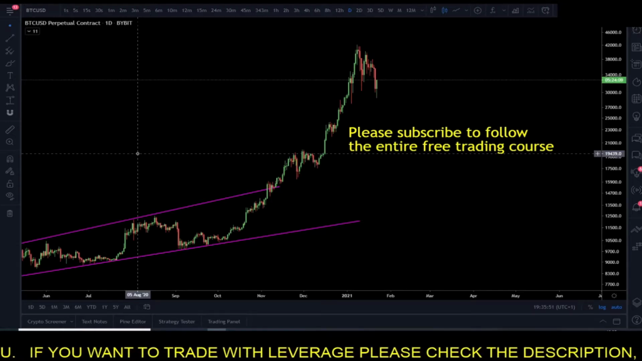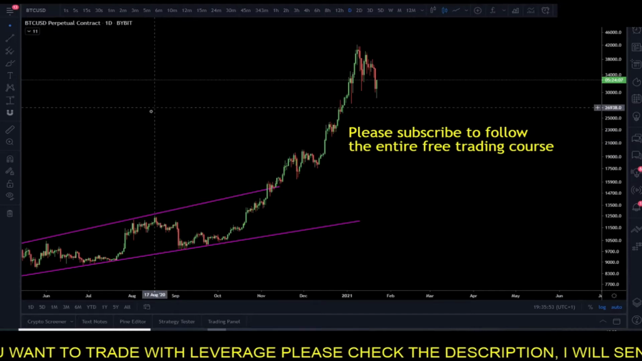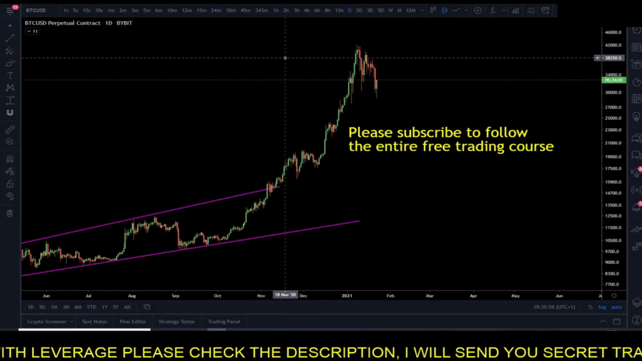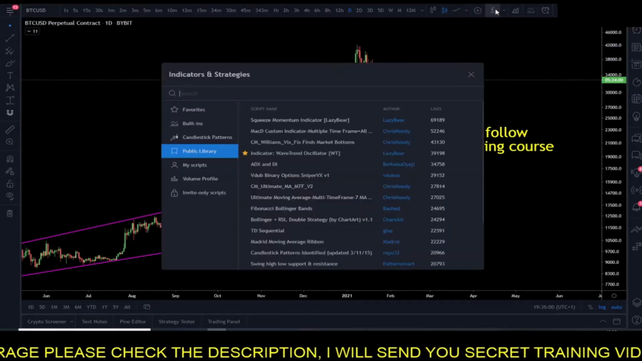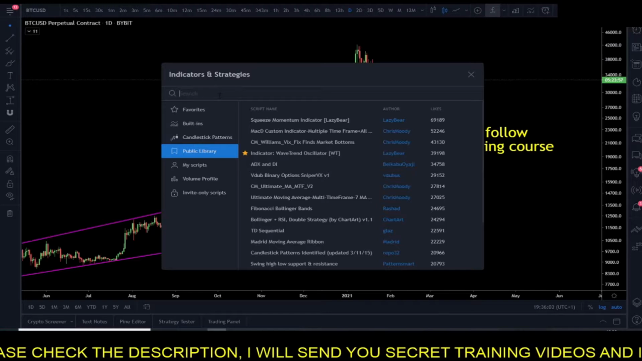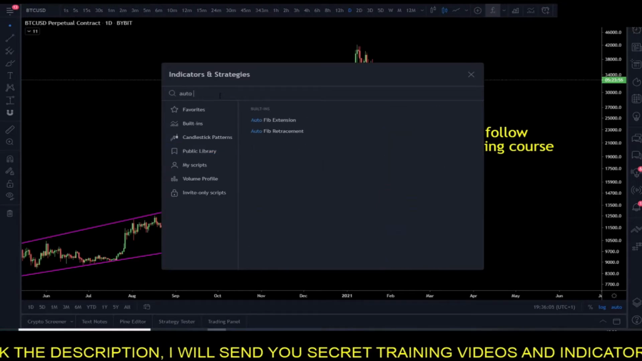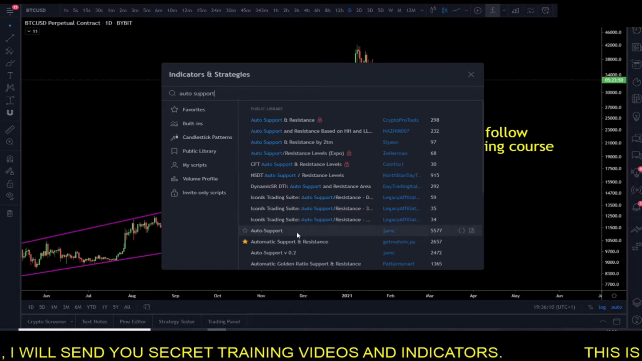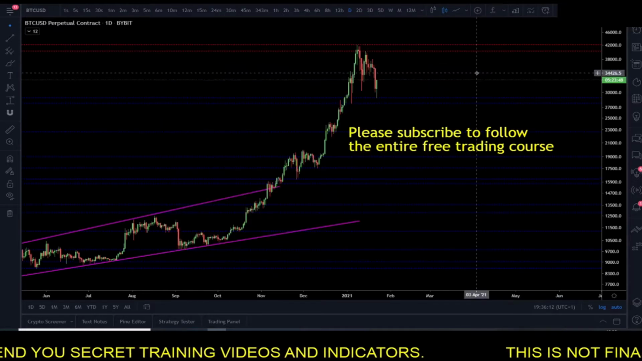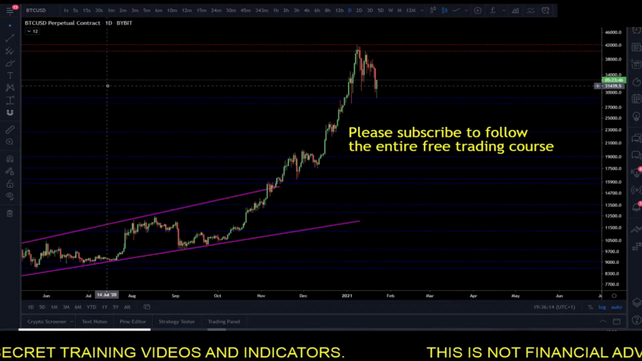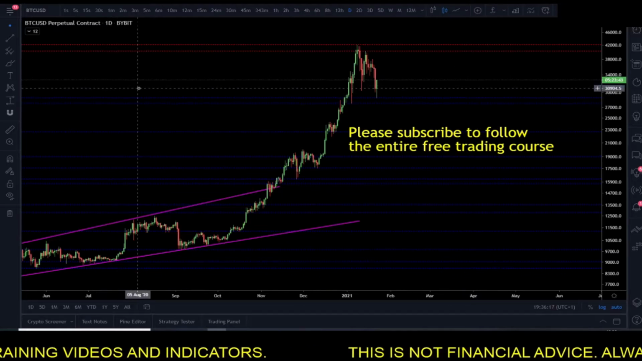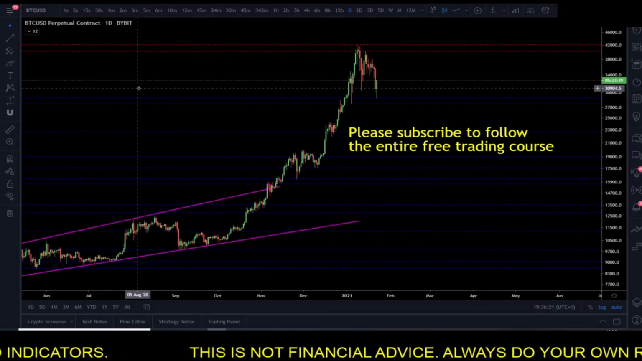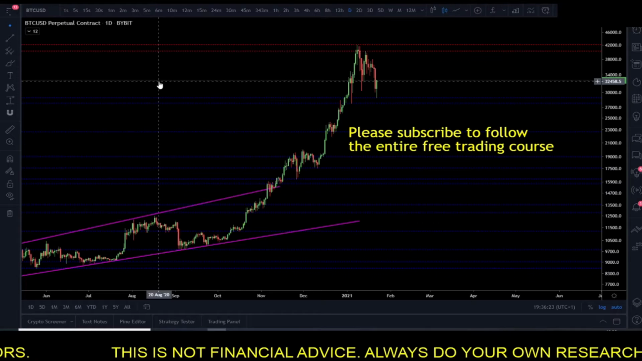So, first of all, what are we going to do? We go to the daily time frame, and then I'm going to go to my indicators. I'm going to find the auto support indicator. This is just a very easy to use tool to know where the most areas of confidence were.